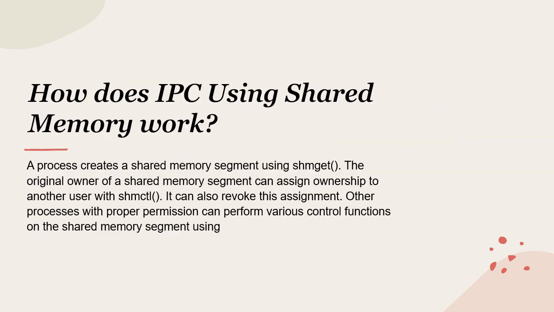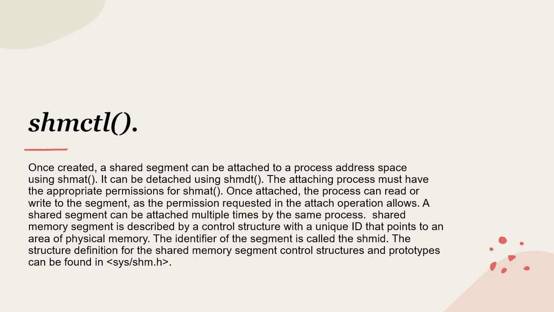How does interprocess communication using shared memory work? A process creates a shared memory segment using shmget. The original owner of a shared memory segment can assign ownership to another user with shmctl. It can also revoke the assignment. Other processes with proper permission can perform various control functions on the shared memory segment using shmctl. In this slide, we are going to learn all about the shmctl function.